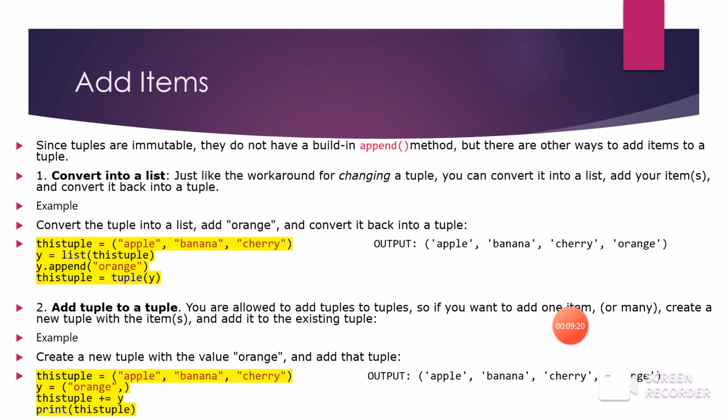Now the next step is to add a tuple to a tuple. You are allowed to add tuples to tuples. So if you want to add one item or many, create a new tuple with the items and add it to the existing tuple. So one way is where we change the tuple into a list, then add the item, then change the list back into a tuple.